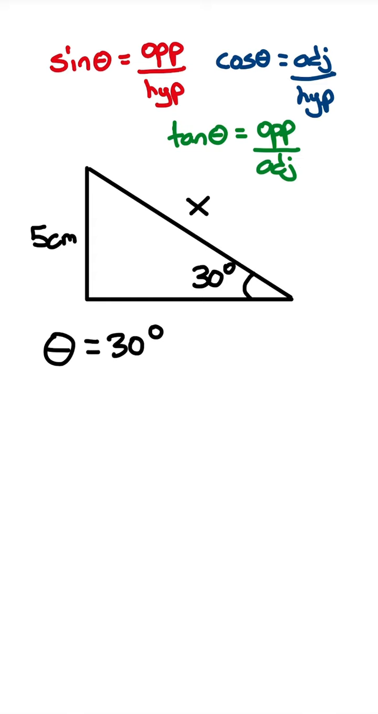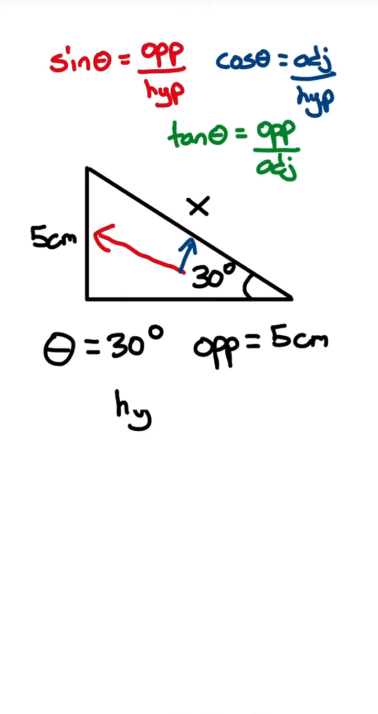Now, we're also given a side length of 5 centimeters, which we can see here is opposite of the angle. So we're going to write opposite, or op, equals 5 centimeters. Now, one last thing here, we notice that we have an x here, and it's on the longest side of the triangle, and the longest side of the triangle is always going to be the hypotenuse. So we can write the hypotenuse, hyp, equals x.